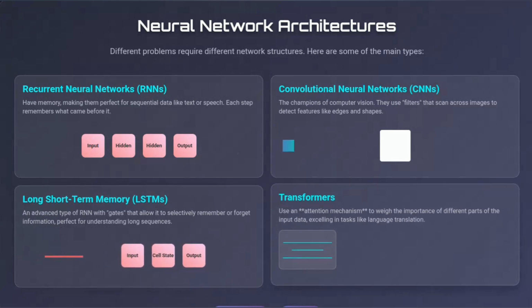Finally, transformers, the newest and most powerful architecture. Those QKV components represent the attention mechanism. The network can focus on different parts of the input simultaneously. Transformers revolutionized AI and are the backbone of ChatGPT, BERT, and most modern language models. They're incredibly parallel and efficient, which is why they've become so dominant in recent years.